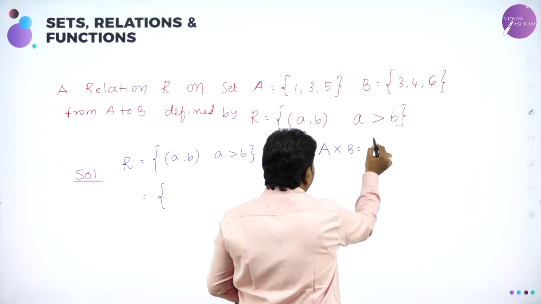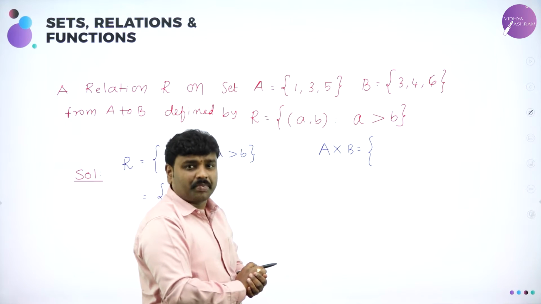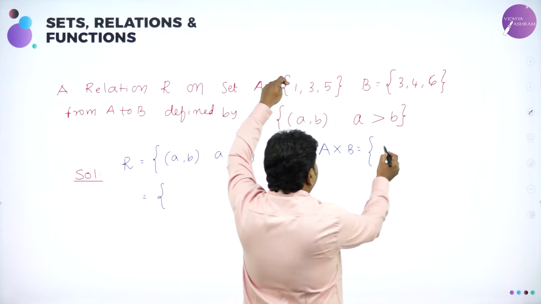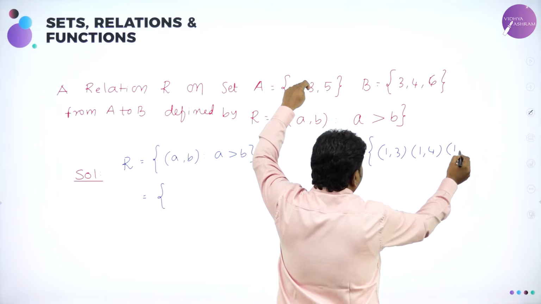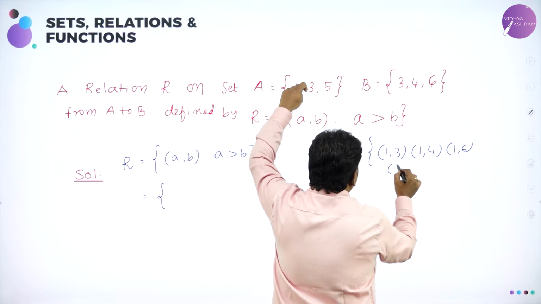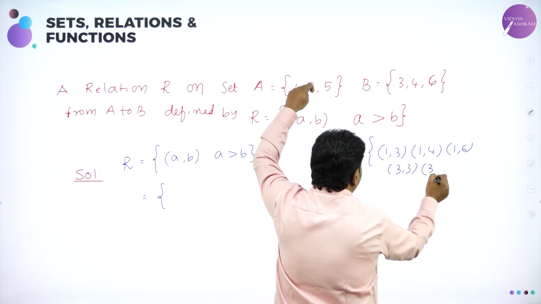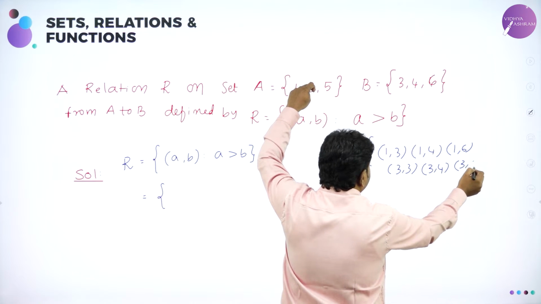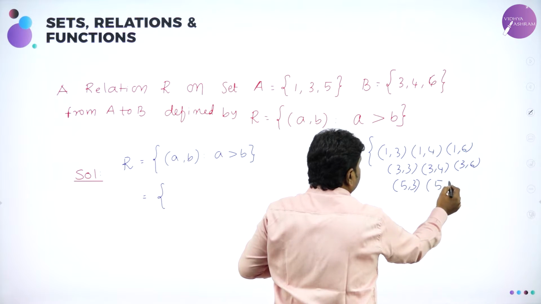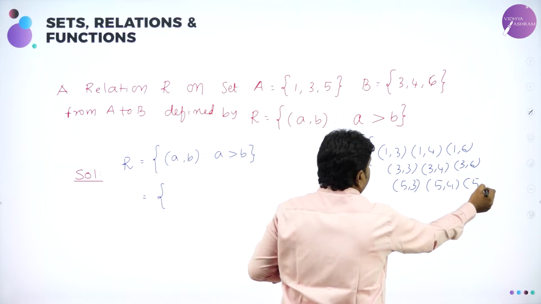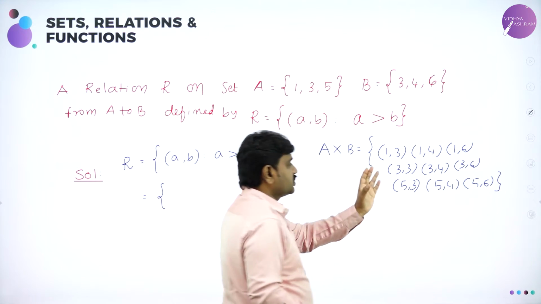The Cartesian product you have learnt in the last chapter, that is the last topic, sets. So what is the Cartesian product? 1 clubbed with 3, 1 with 4, 1 with 6. Then take 3 with 3, 3 with 4, 3 with 6. Then 5 with 3, 5 with 4, 5 with 6. So now you have written A cross B.